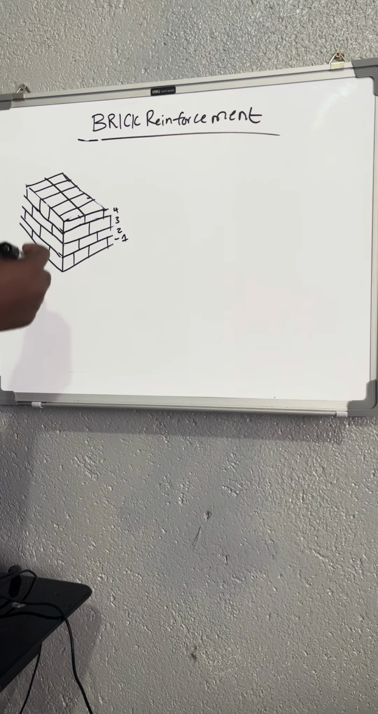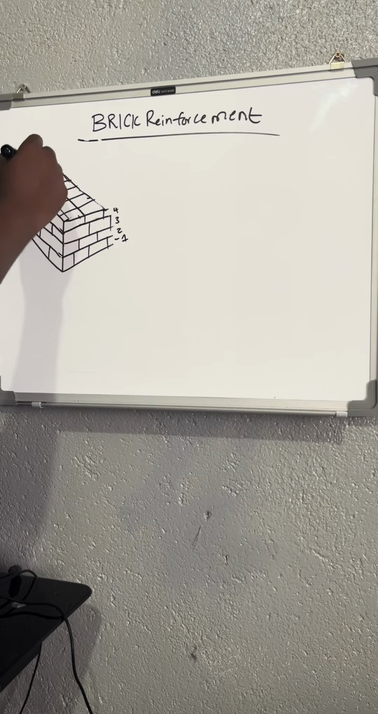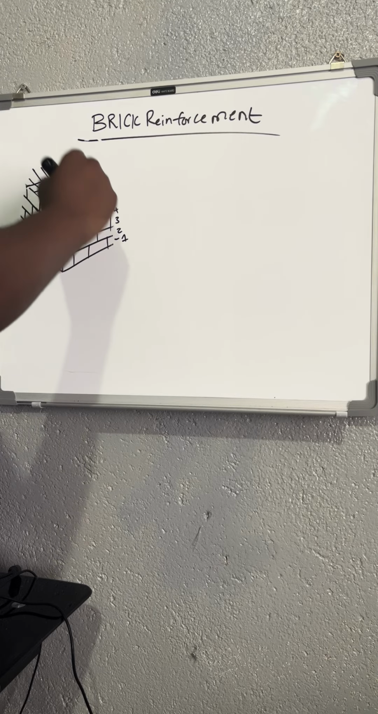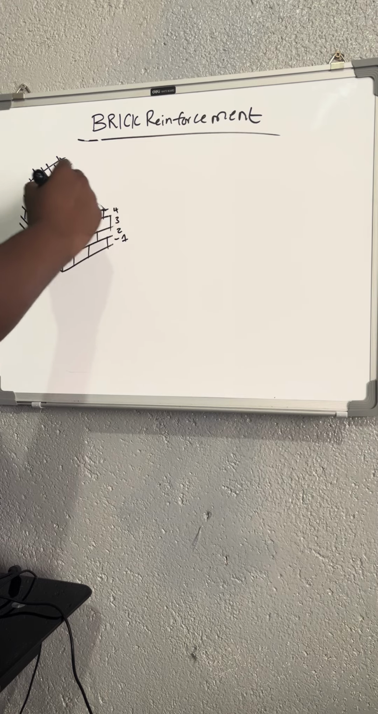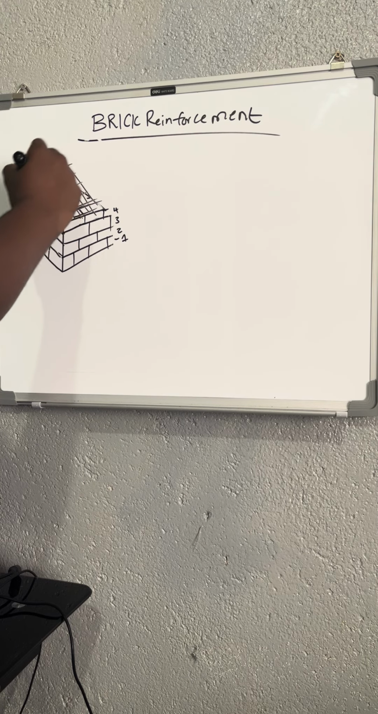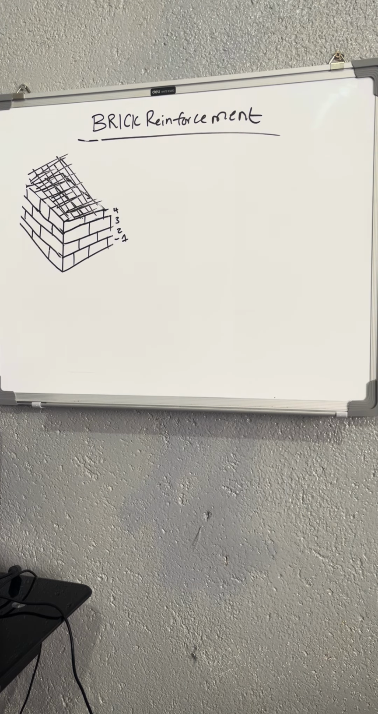So now it means if our reinforcement is put in each and every fourth course, it means our reinforcement is going to be placed along the wall here. You see, it's going to be put here. I don't have a clear image to show the brick reinforcement, but you can also just check it online. It means they're going to be placing it like that.